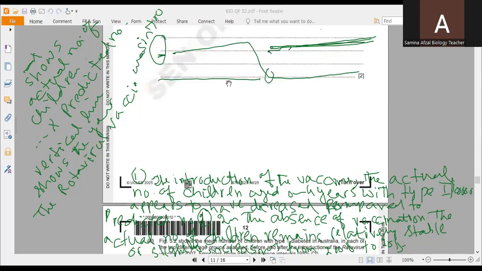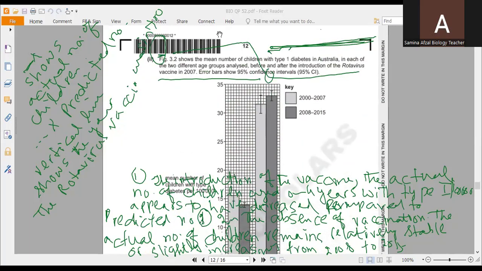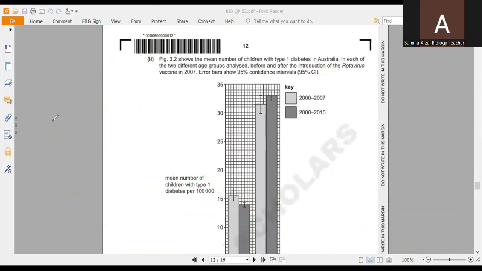Now we are moving towards the next question, and the next question is also a graph. Figure 3.2 shows the mean number of children with type 1 diabetes in Australia in each of two different age groups analyzed before and after the introduction of the rotavirus vaccination in 2007. Error bars show 95% confidence intervals.